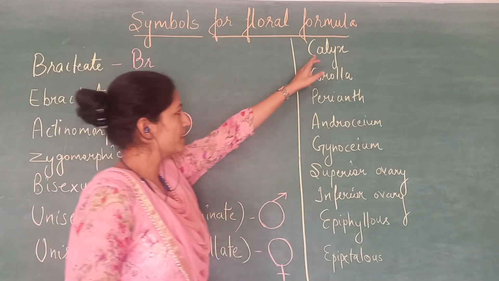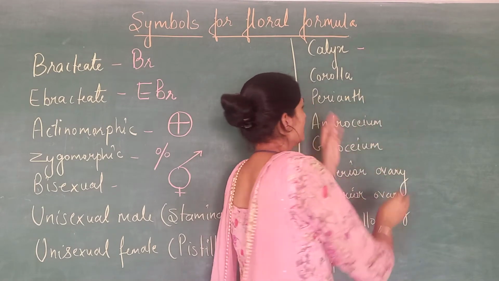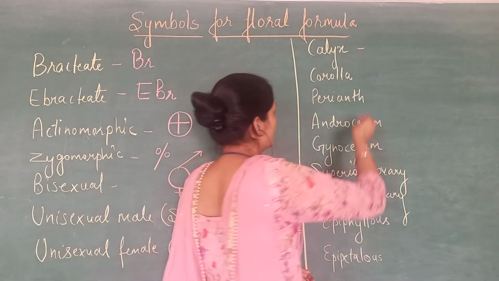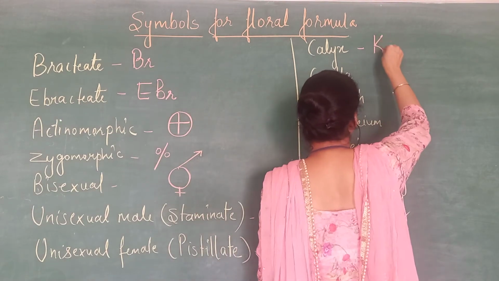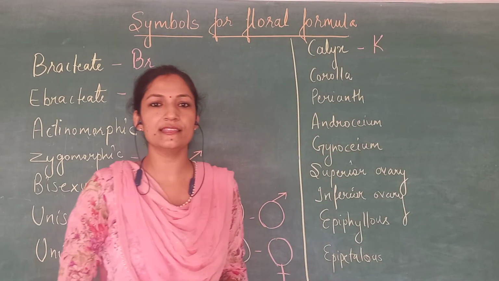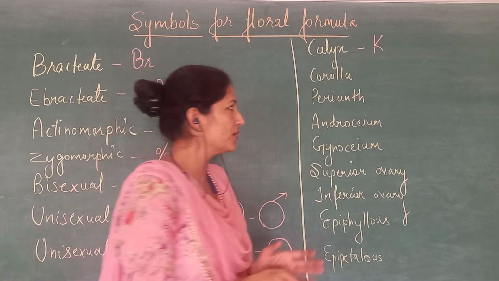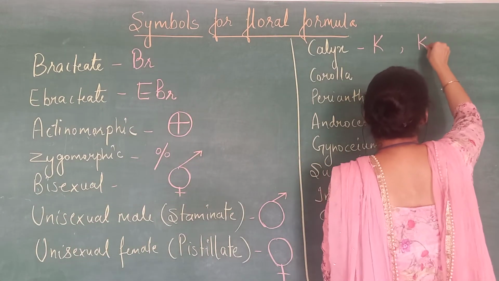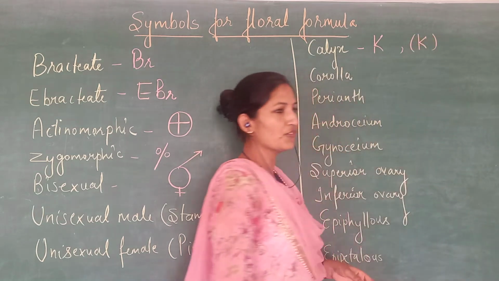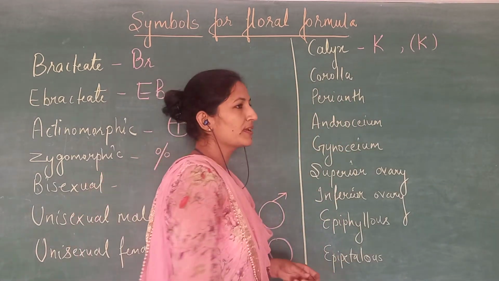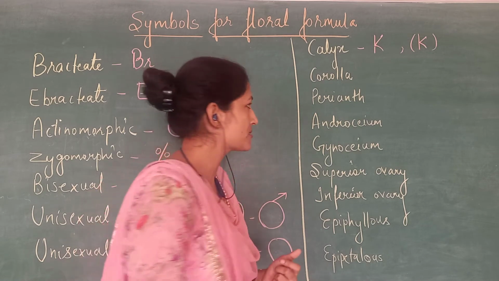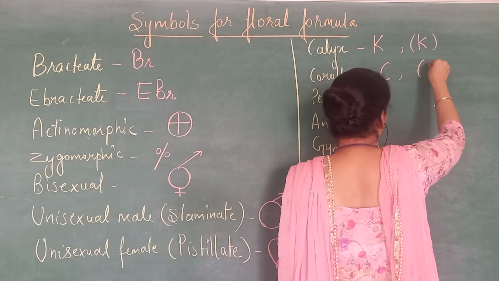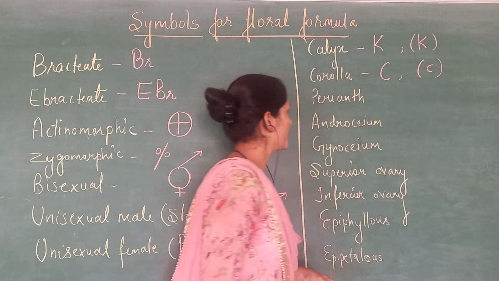Next, we have the first whorl, that is calyx. Calyx is represented by K. In case the calyx is fused, we are going to use brackets. This is for the fused calyx, we can say gamosepalous. Corolla is C, and if it is fused then brackets.